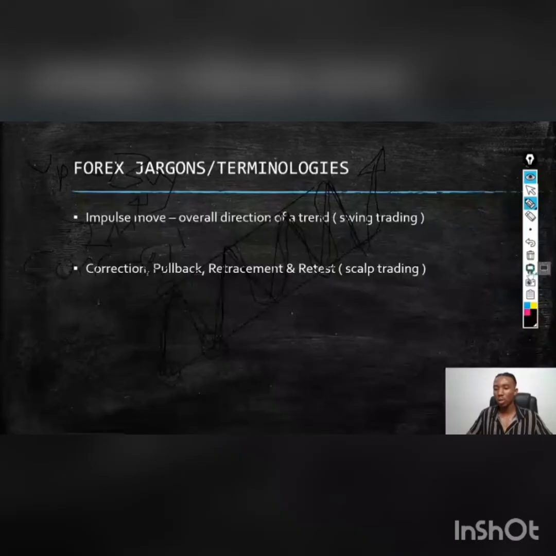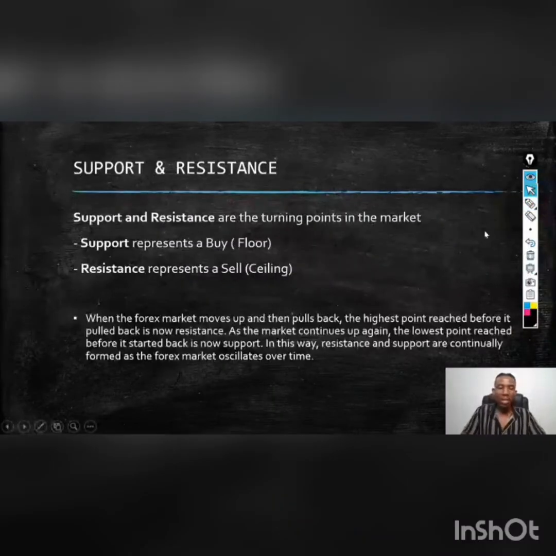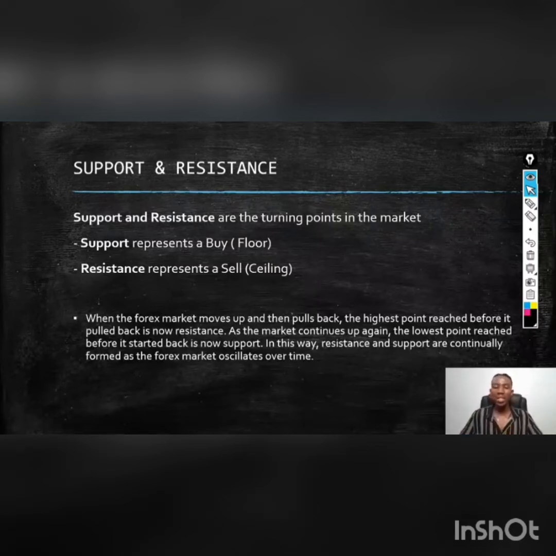Okay, so now let's continue with the slides. After understanding that we have entries, knowing when to buy and when to exit, I'm going to show you how exactly to understand when to buy and when to exit. There is no strategy in the world that can be formed without understanding what a support and a resistance are. So firstly, support and resistance are turning points in the market.